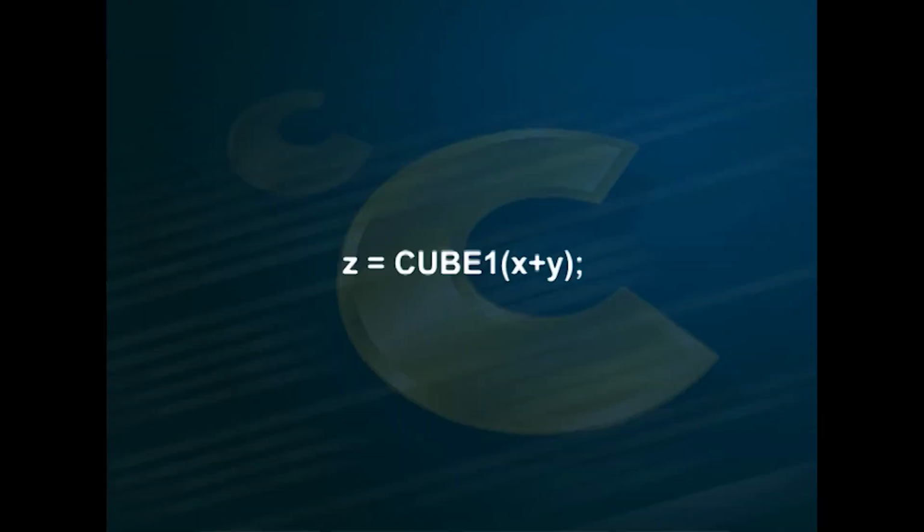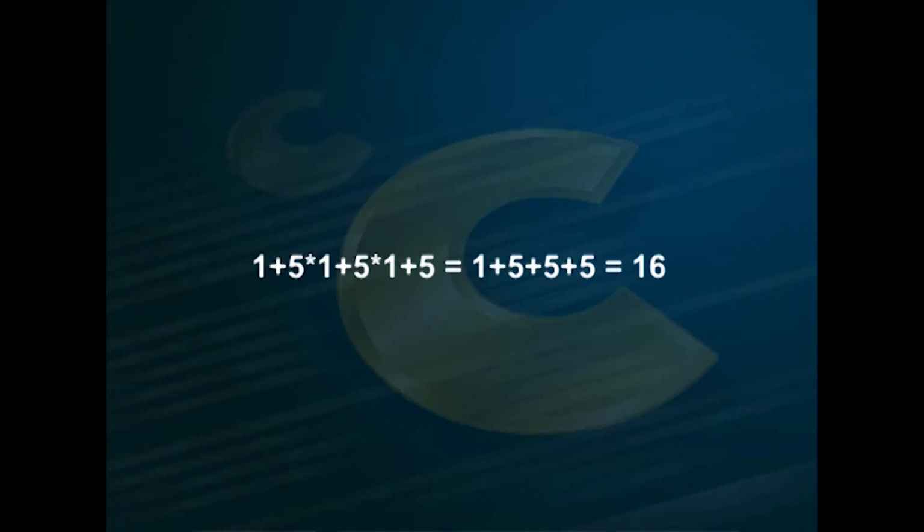See one example. Let us consider the case that z = cube1(x+y) appears in the code somewhere, and x has value 1 and y has value 5 at that point. The preprocessor replaces this statement by z = x+y*x+y*x+y, and the result is 1+5*1+5*1+5, that is equal to 1+5+5+5 = 16, whereas what we expect is 6 cubed, that is 216.